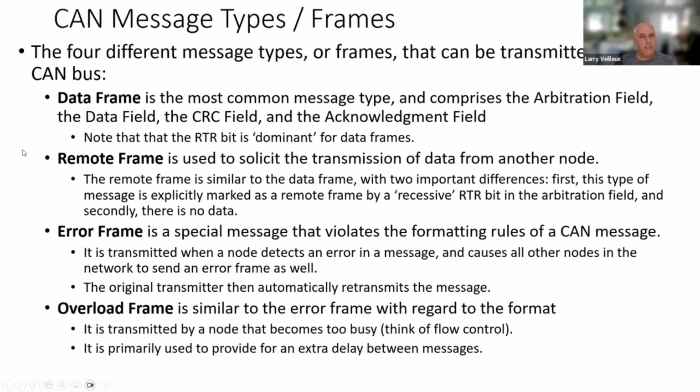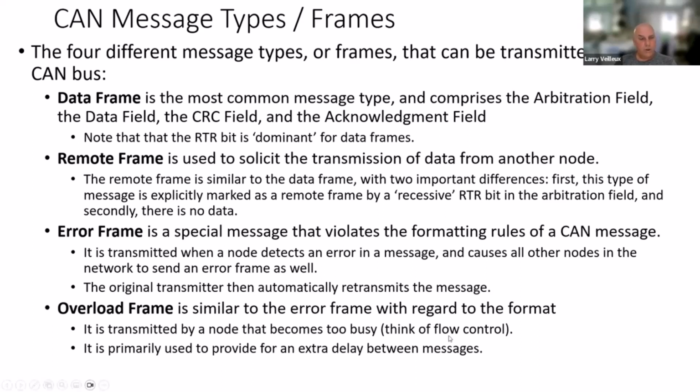I won't spend a whole lot of time on this. For the most part, what you're sending are data frames. But there are actually four different types of frames that can be transmitted. A data frame; a remote frame, which you can use to solicit something from another node; an error frame, which nodes can send when they detect an error in a message, to make sure all the other nodes understand that was the case; and then an overload frame, meaning I'm too busy, so let's slow things down a little bit.